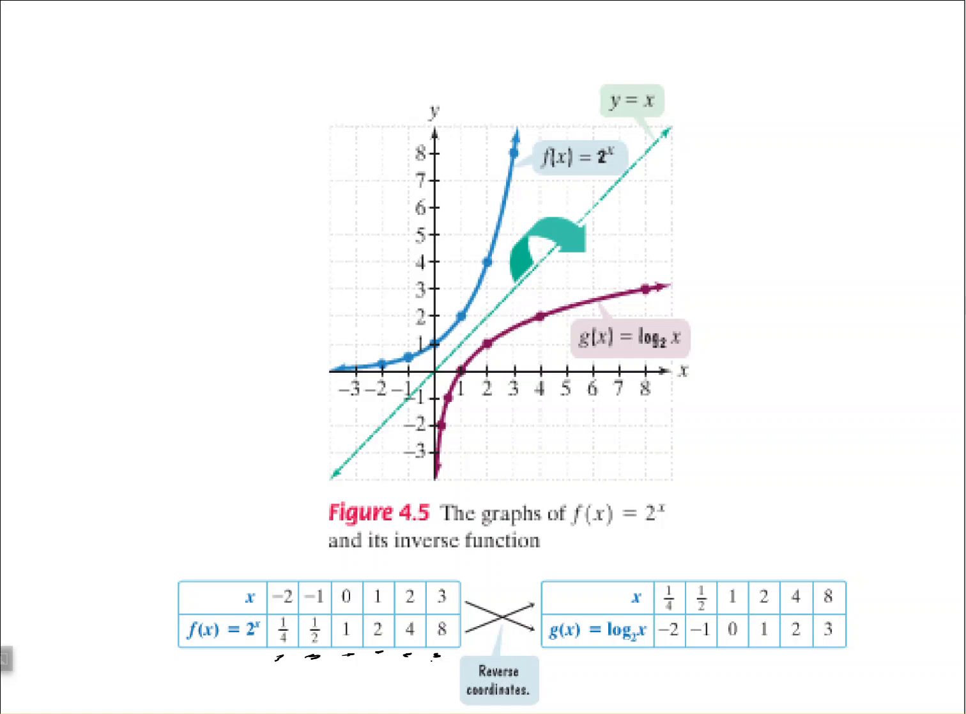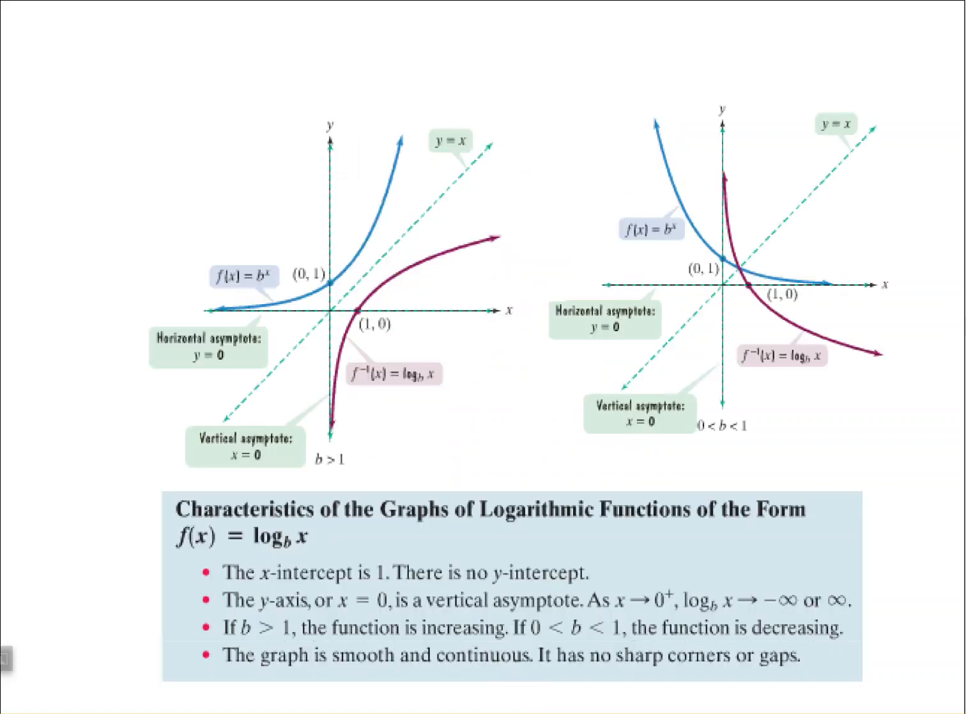So there's a vertical asymptote at x equals 0. The x-intercept is 1 here. The domain is the positive values, so 0 to infinity. And the range would be negative infinity to positive infinity. So it is just the opposite, the inverse, of what we had with the exponential functions. You can see that same information here on this page, and you can see that this is reflective across the line y equals x.